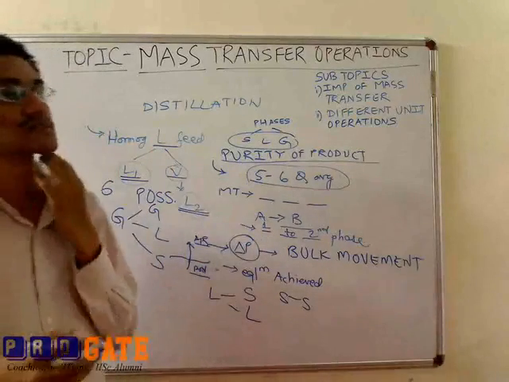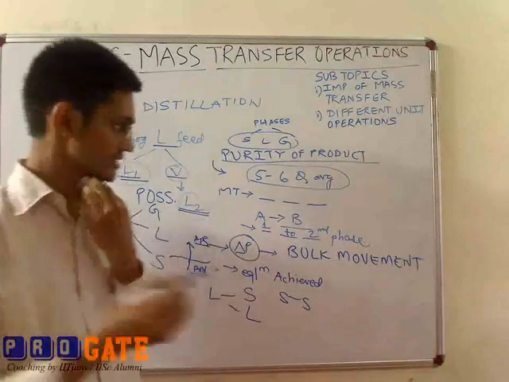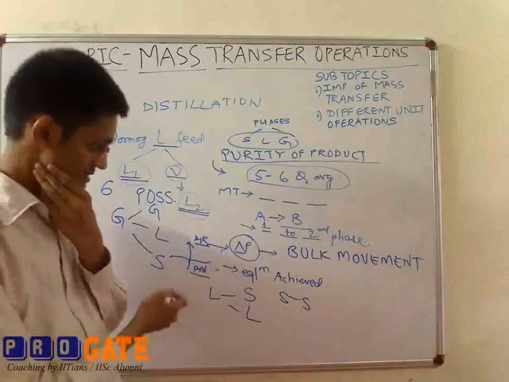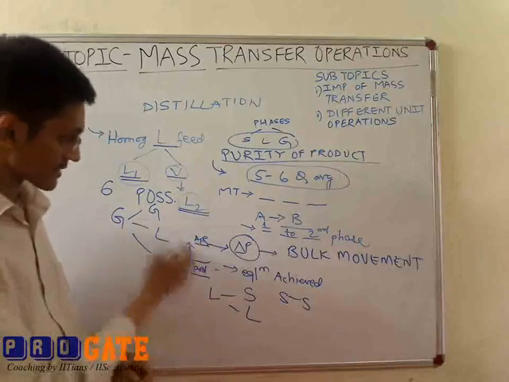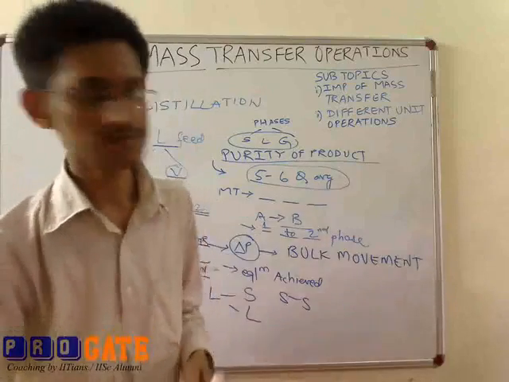And depending on the phases, we have 3 states of matter: gas, liquid and solid. How you contact them would classify 6 different possibilities, and within each of the categories we have different unit operations that we would be listing.